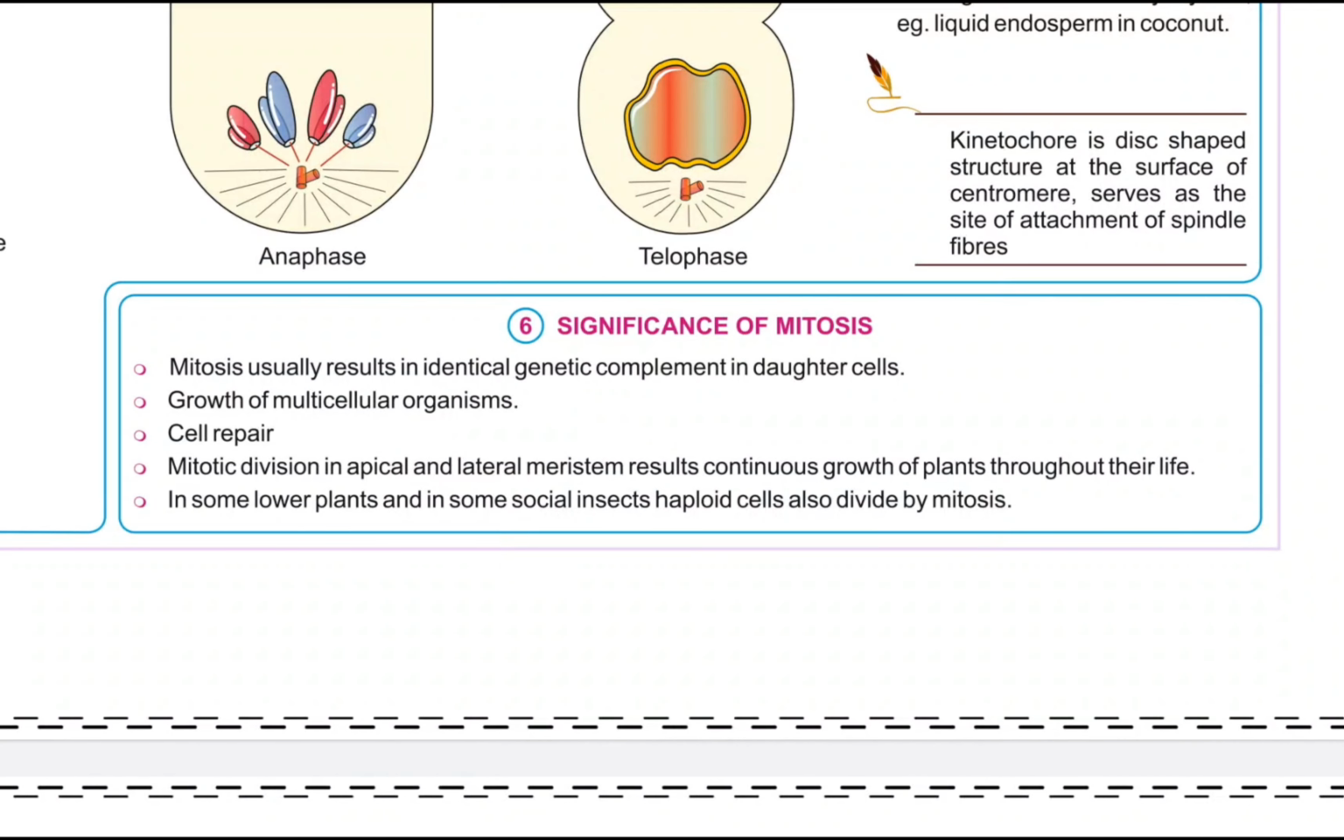Significance of mitosis. Mitosis usually results in identical genetic complement in daughter cells. Growth of multicellular organisms. Cell repair. Mitotic division in apical and lateral meristem results in continuous growth of plants throughout their life. In some lower plants and some social insects, haploid cells also divide by mitosis.